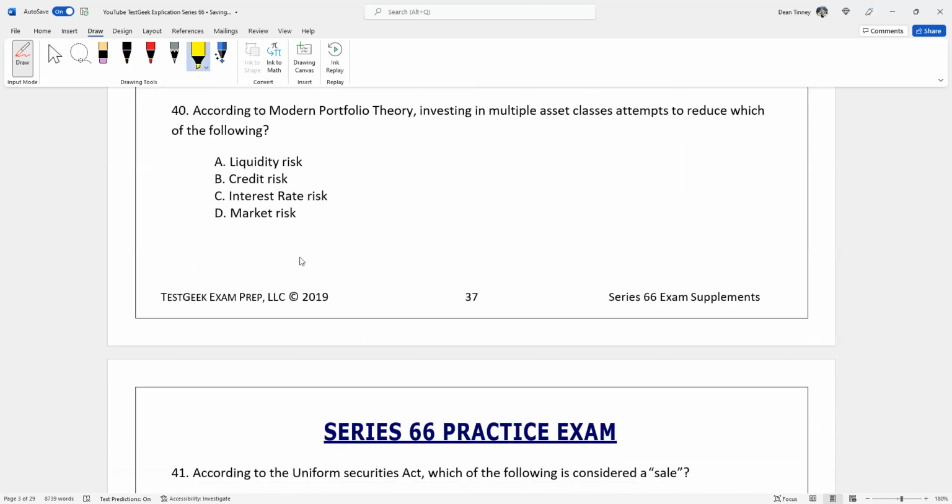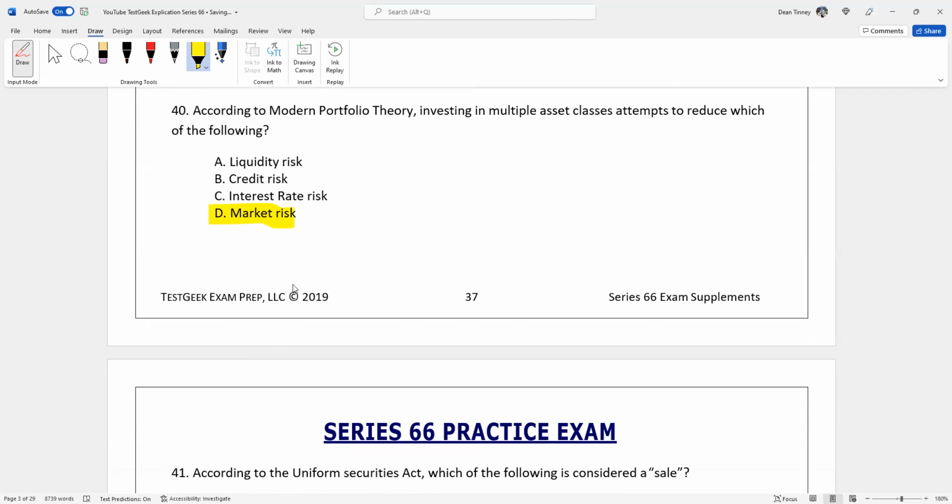According to modern portfolio theory, investing in multiple asset classes attempts to reduce which of the following: market risk? Again, what we're trying to get at here is this idea of negative correlation.